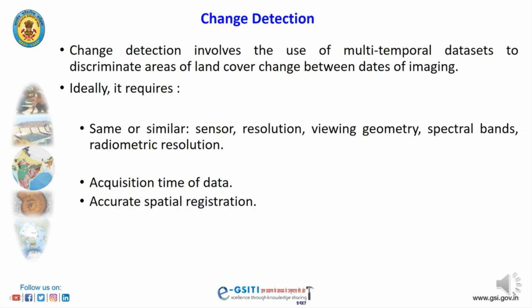Change detection. Change detection involves the use of multi-temporal data sets to discriminate areas of land cover change between dates of imaging. Ideally, it requires same or similar sensor resolution, viewing geometry, spectral bands, and radiometric resolution. It requires acquisition time of data and accurate spatial registration.